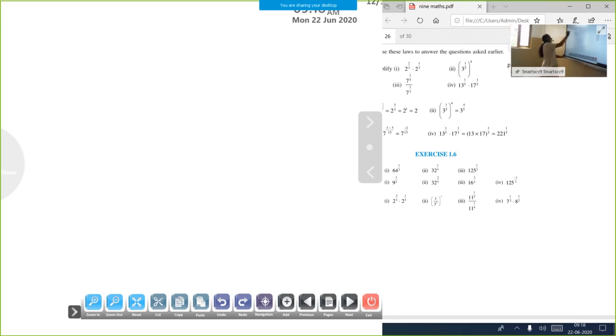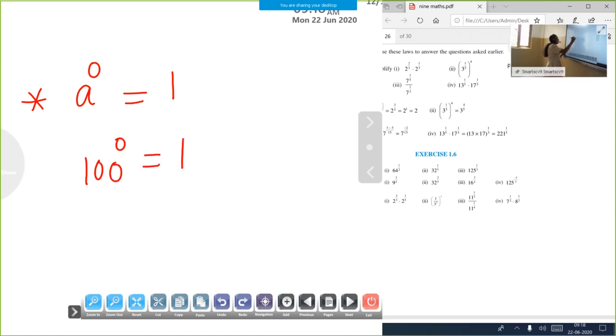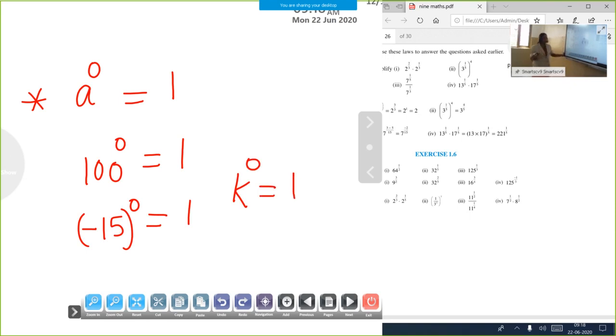Next identity: when the power is 0, a raised to 0, the value is 1. This is the next exponent formula, a raised to 0 equals 1. Any number raised to 0, the value is 1. For example, 100 raised to 0. What is the value of 100 raised to 0? It is 1. Minus 15 raised to 0 is also 1. K raised to 0 equals 1. Any number raised to 0, the value is 1.